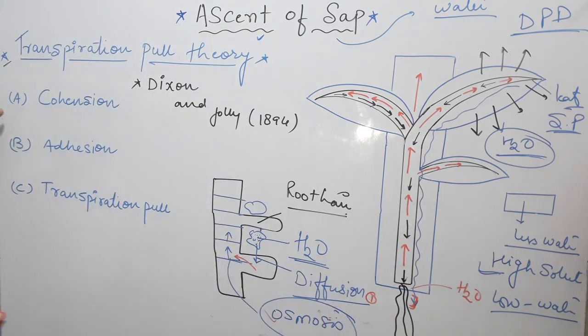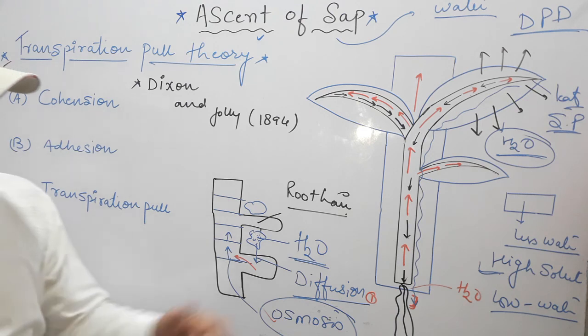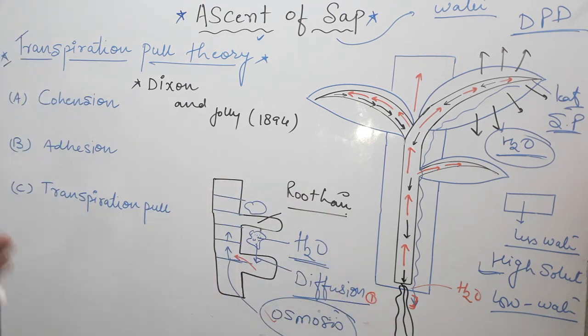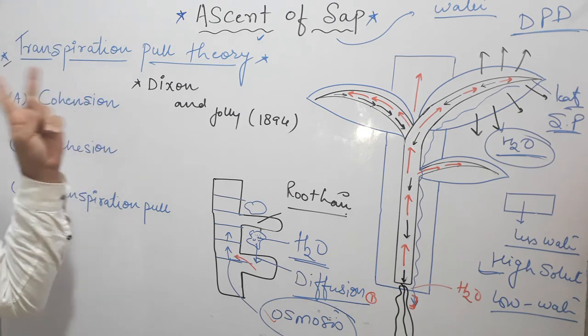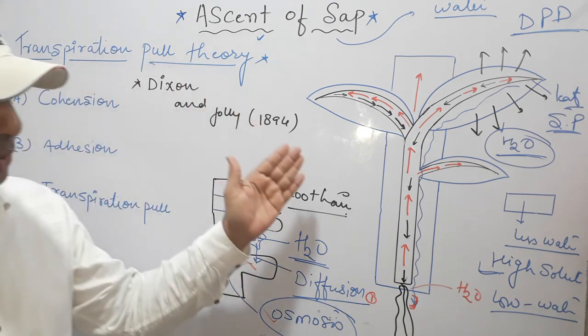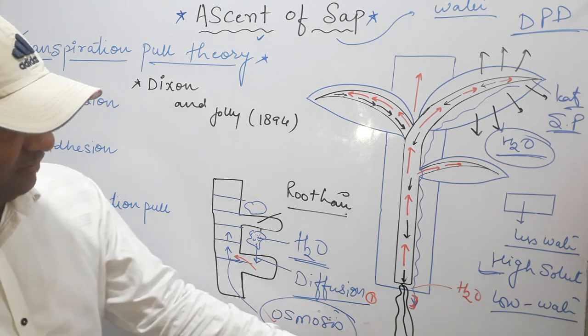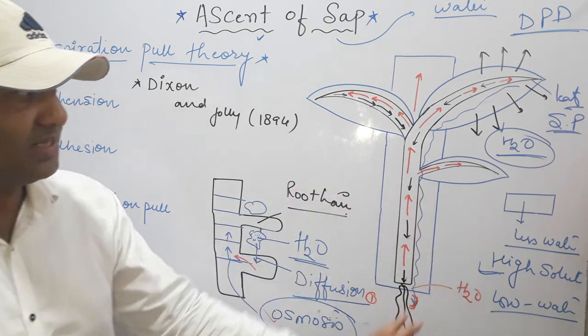Now three words are important in this transpiration pull. First is cohesion, second is adhesion, and third is transpiration pull. These three words completely explain the transportation of water. So before this topic I explained what is transpiration, second what is transpiration pull, and third how water travels from soil to the root. So these are the main basic topics.